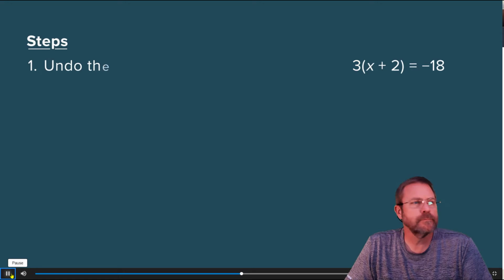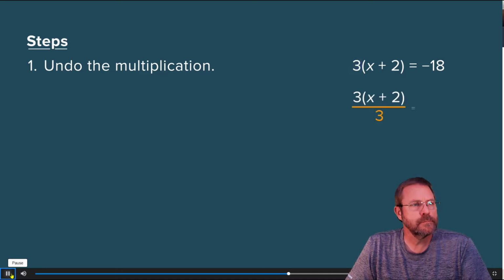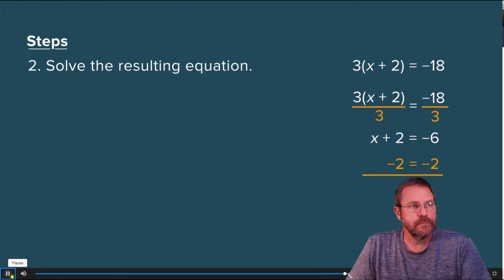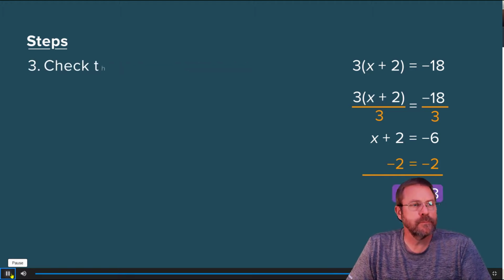Another way to solve this equation is to first undo the multiplication by dividing each side of the equation by the number outside the parentheses. In this example, divide each side of the equation by 3, then simplify. Next, solve the resulting one-step equation. In this example, subtract 2 from each side of the equation. The solution of the equation is x equals -8.